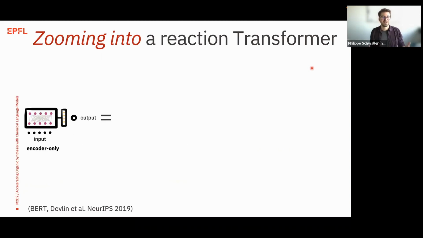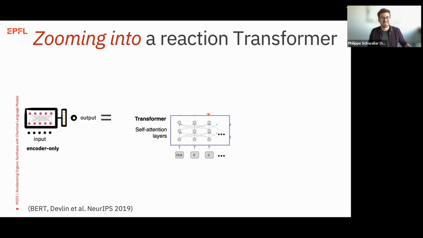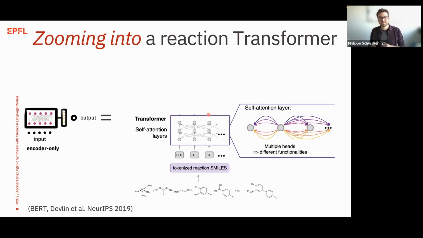So let us zoom into such a transformer model. You probably all know this, but the transformer model is made of stacks of self-attention layers, the encoder. What it gets as an input, in our case, are those tokenized reaction SMILES. Every self-attention layer has different heads that can all learn different functionalities to attend to the input tokens and learn better and better contextual representations.